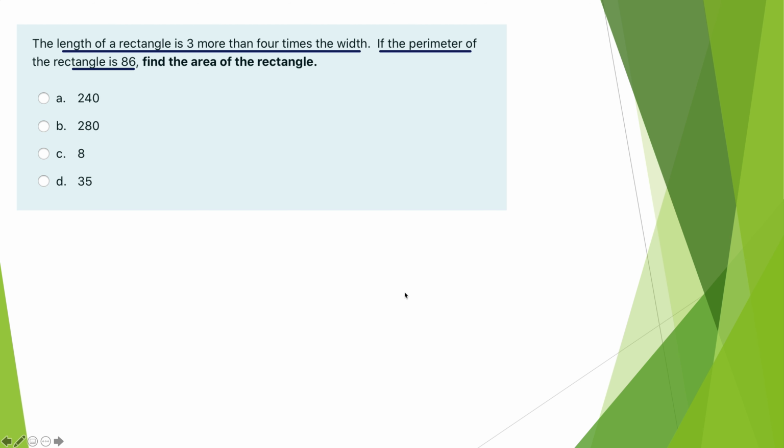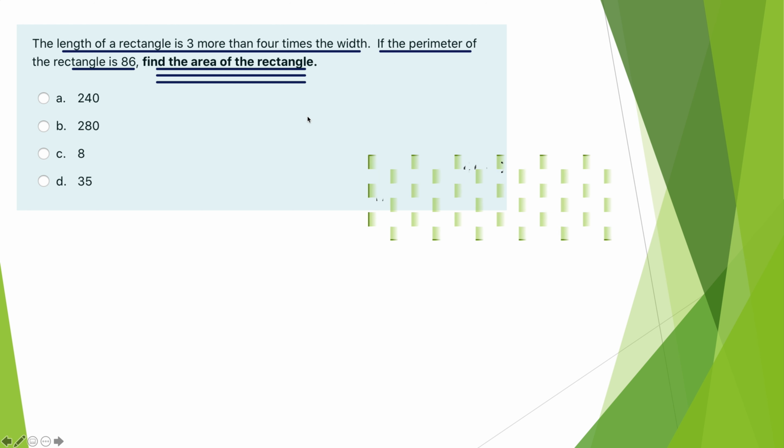Underline the important things. If the length of a rectangle is 3 more than 4 times the width, that's clearly very important. If perimeter is 86, that's clearly important. But then I triple underline this one and had it in bold because what they're looking for, remember Mr. Brace, what are they asking for? They want the area of the rectangle. They don't want to know what W is. They want to know the area of the rectangle. So now let's solve it.